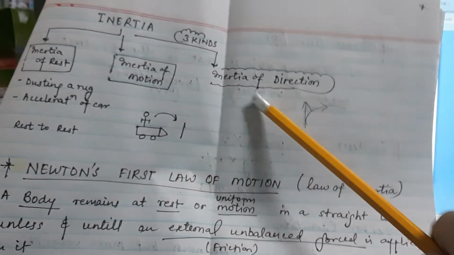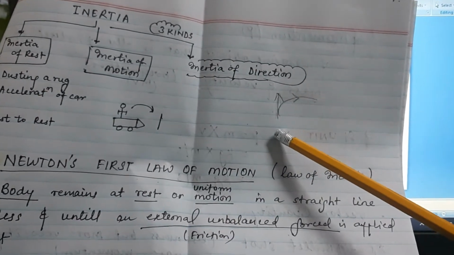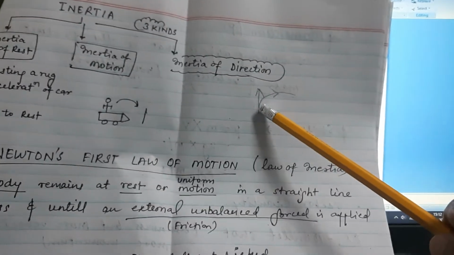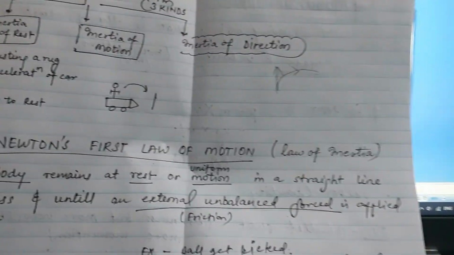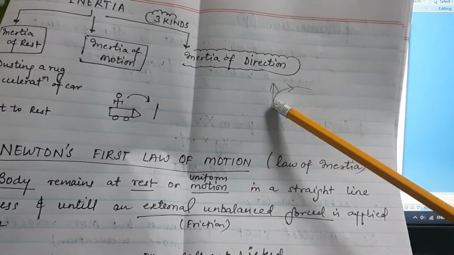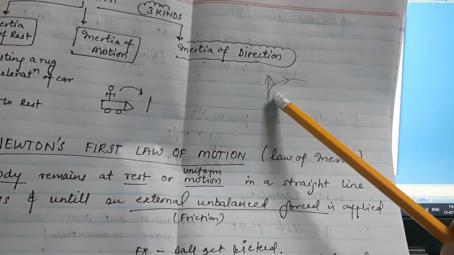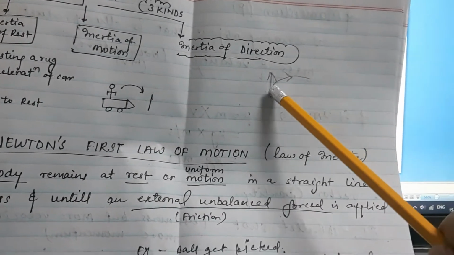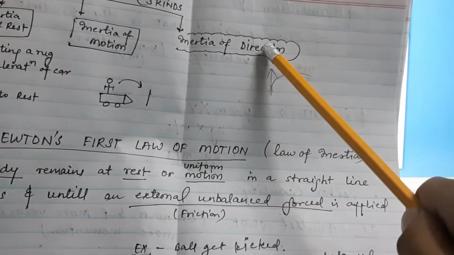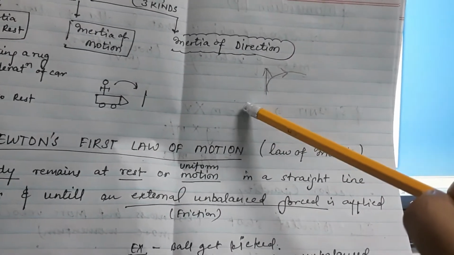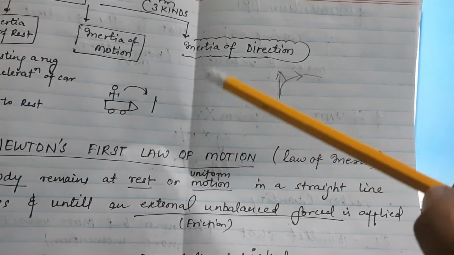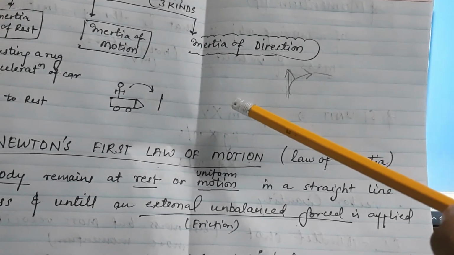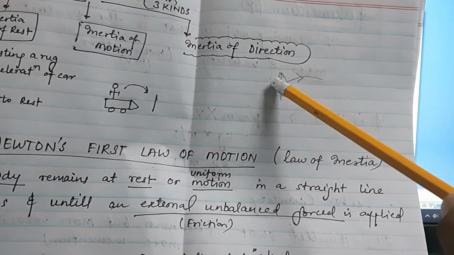Similar things happen when you're traveling in a straight line and suddenly the driver has to turn towards the right-hand side. As soon as the driver turns to the right side, your body, as it was going in the straight direction, will tend to remain in that direction only, and you will feel a jerk towards the left-hand side. This is inertia of direction.